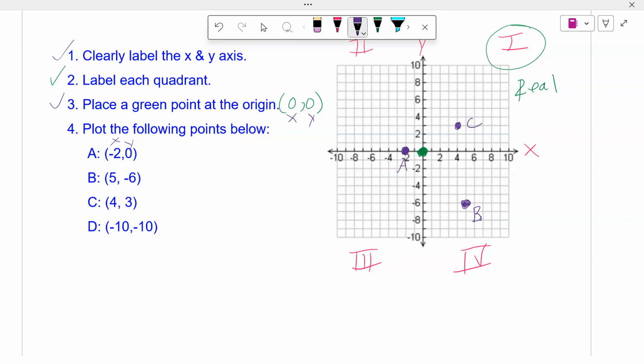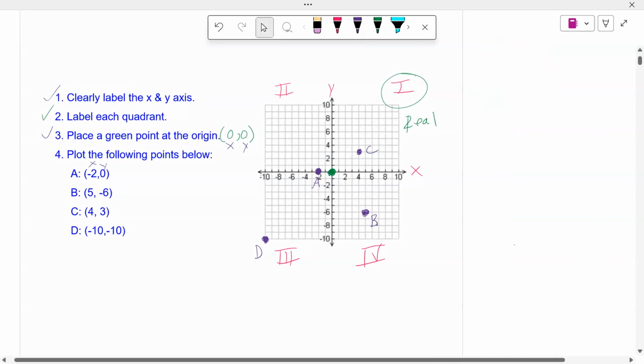Last but not least, -10, 10. So that's telling me to go left 10, down, -10, -10. Gotta be careful. Attention to detail is important, folks. So -10 means left 10, down 10. So we should be hanging out right there, and that would be point D.